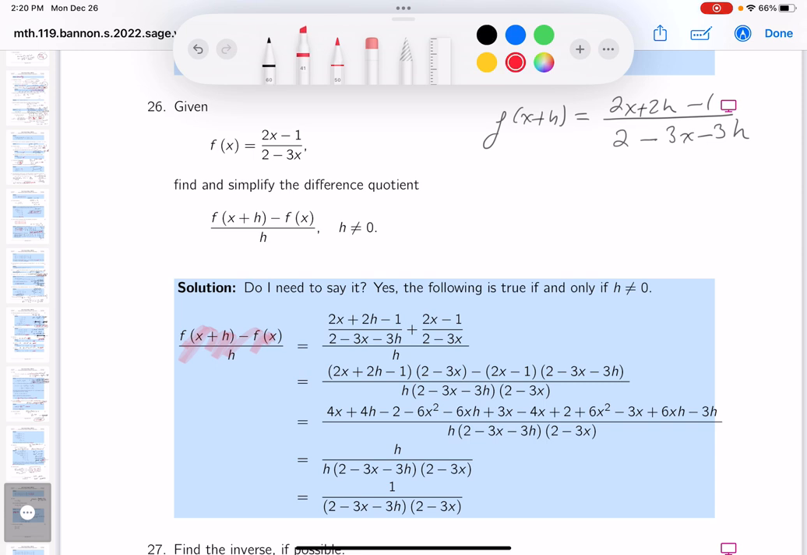Let me just show you where that's written. We're looking for this, and that's written right over here. So we get 2x plus 2h minus 1 over 2 minus 3x minus 3h. Then, I'm sorry, it's going to be minus the function. And I noticed I wrote something a little bit strange here. I made a mistake here. I've got to correct it.